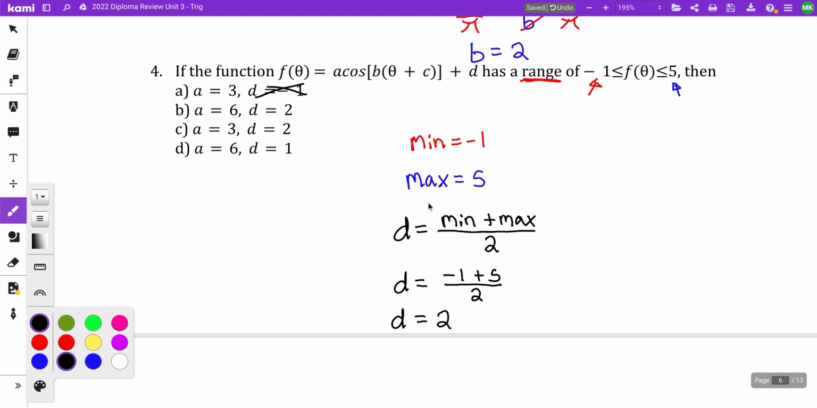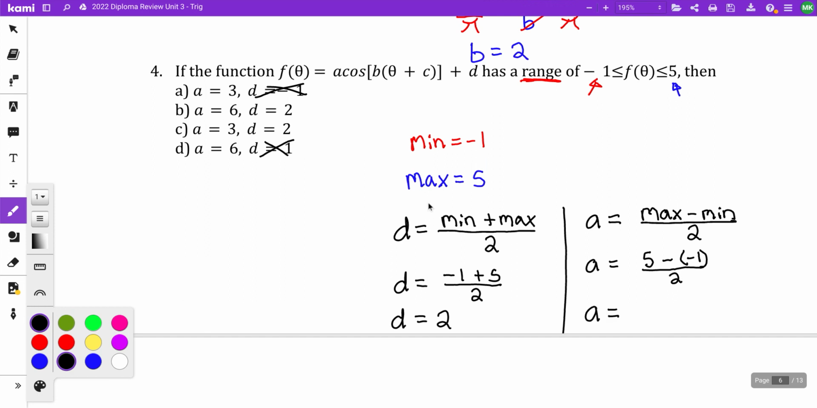That means it's not A or D. There's also a formula for your A value. The formula for your A value, not provided to you, is max minus your min, divided by 2. So for this one, we're talking 5 minus negative 1 divided by 2. 5 minus negative 1 is 6. 6 divided by 2 is 3. I have an A value of 3 and a D value of 2. The answer is C.